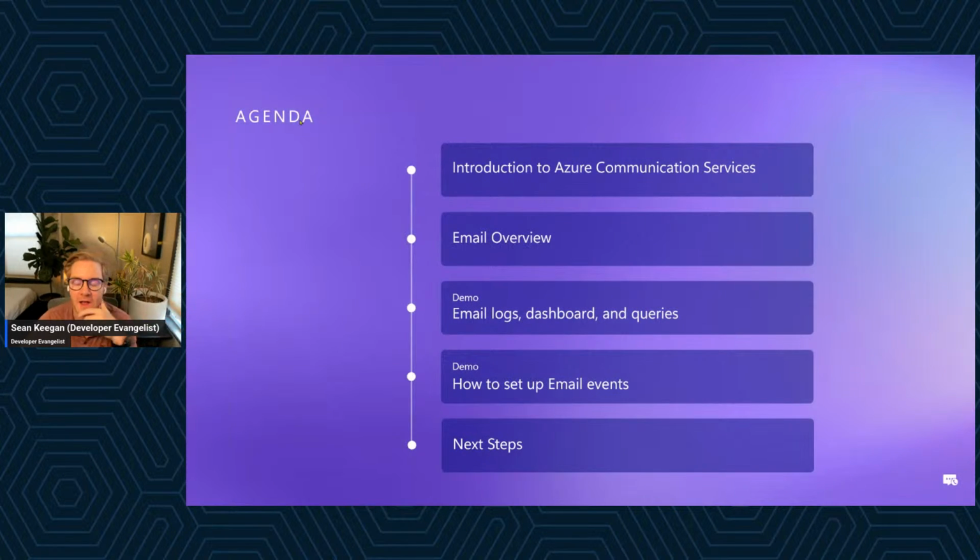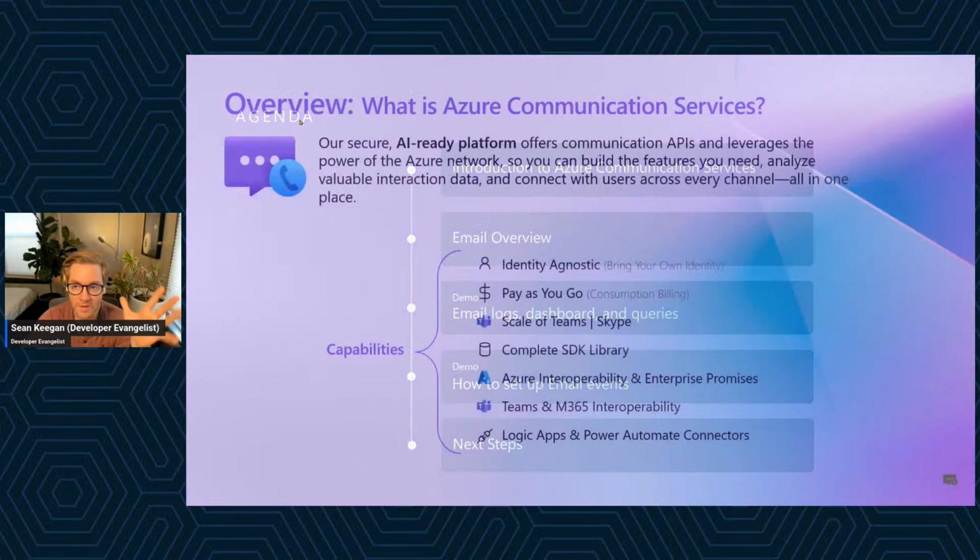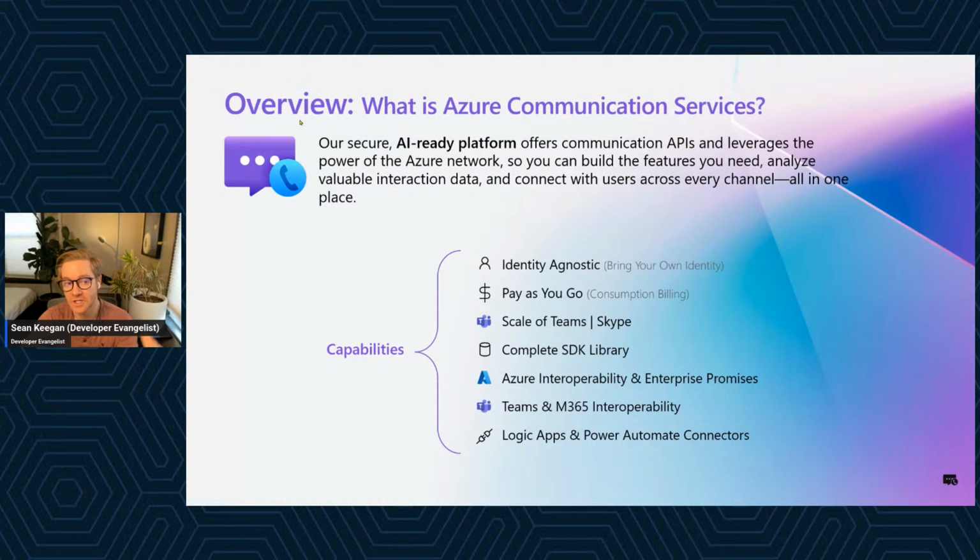So quick agenda for today. We'll start by doing an overview of Azure Communication Services, what it is in general. Then we'll look at email within the context of Azure Communication Services. Then we're going to jump right into a demo where we're looking at email logs, looking at a dashboard with information on the logs, and how you can set up some custom queries to get the insights you're looking for. And then we'll pivot to looking at email events and triggering automated workflows based on email events. And then we'll send you off with some ways that you can get started doing this on your own with some resources.